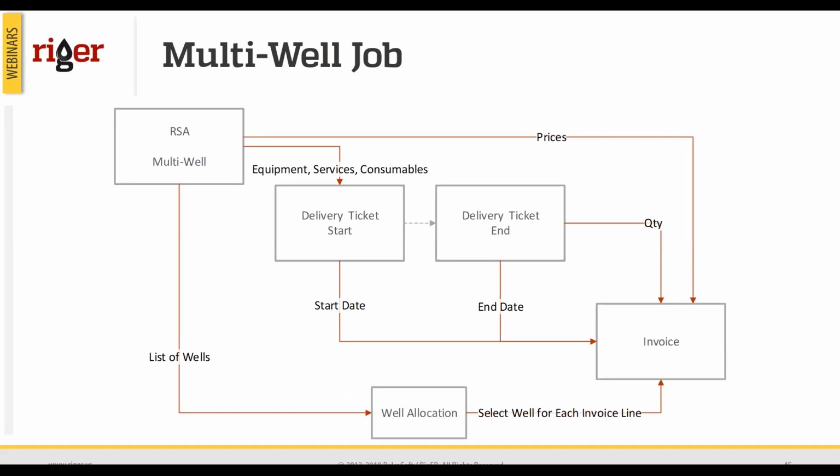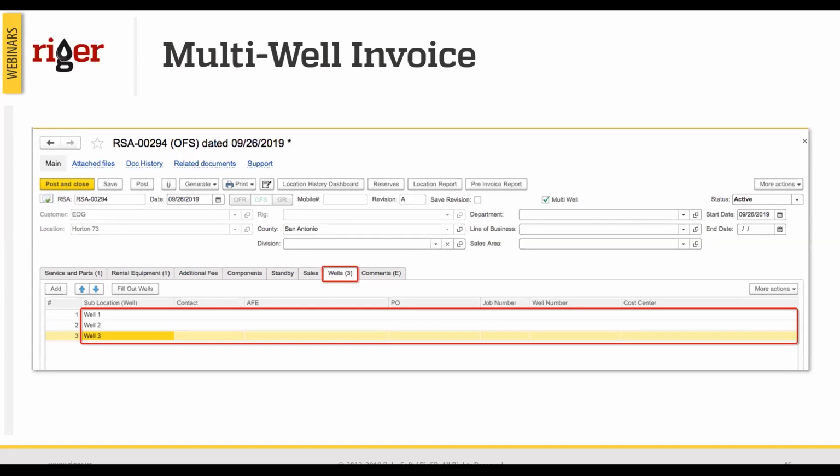Multi-well invoices. Multi-well invoicing allows you to generate one invoice with allocated rental fees and service fees for wells in one document. So when the job is performed at the location with different wells, and the client needs an invoice where charges are allocated by wells, we can use a multi-well RSA and later generate multi-well invoices for that RSA. In a multi-well job, it's very important to select the correct wells in rental tickets when you are delivering and returning equipment to the client's location.